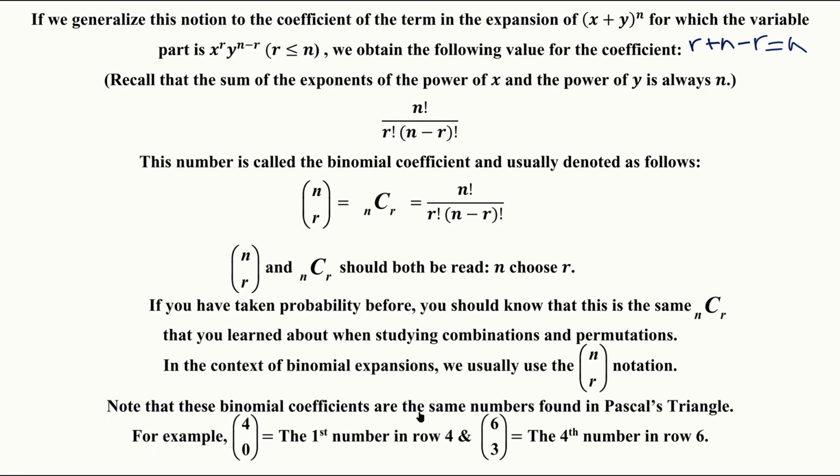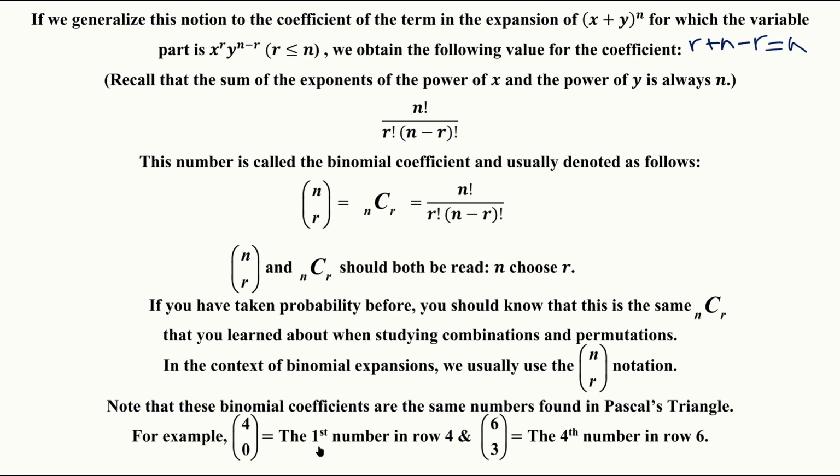Note that these binomial coefficients are the same numbers that you would find in Pascal's triangle. For example, this particular matrix here for 4 choose 0 would be add 1 to the bottom row, so the bottom element, so 0 plus 1 is what?